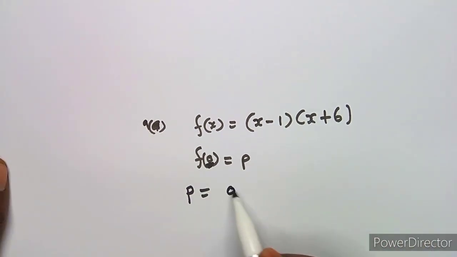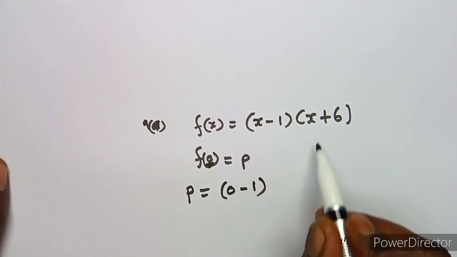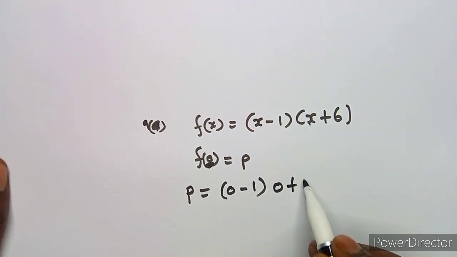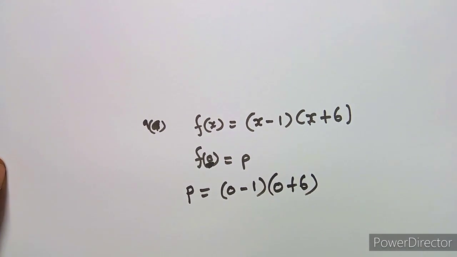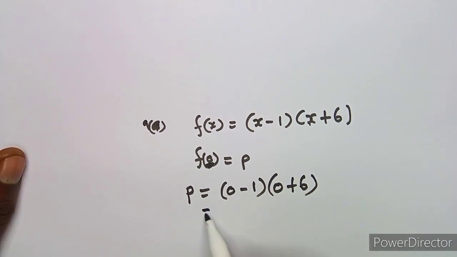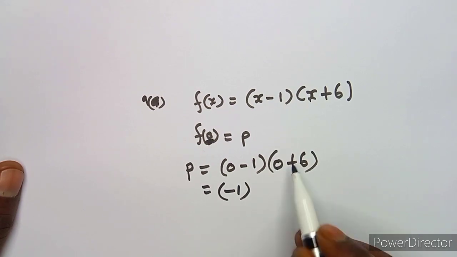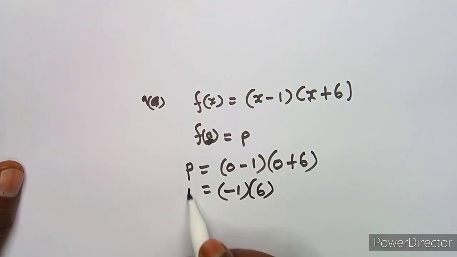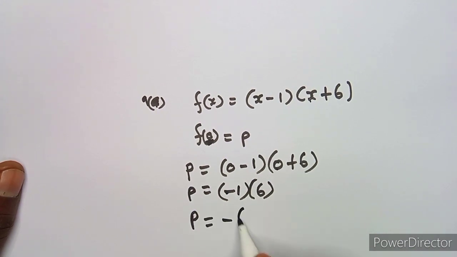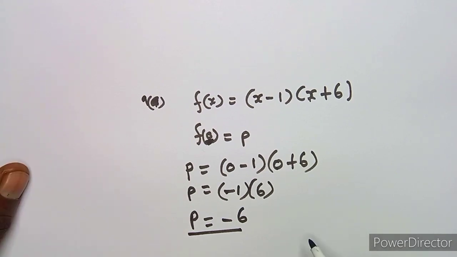So which means your p is simply the value that you get when you substitute 0 here. So that's 0 minus 1 in place of x, and in place of x, that's 0 plus 6. That is what it means. So 0 minus 1, remember, guys, this is minus 1, 0 plus 6, which is 6. So these are brackets, which means we are multiplying minus 1 times 6, which is minus 6. So that's your p, because p is f of 0, the answer when you substitute 0 there.